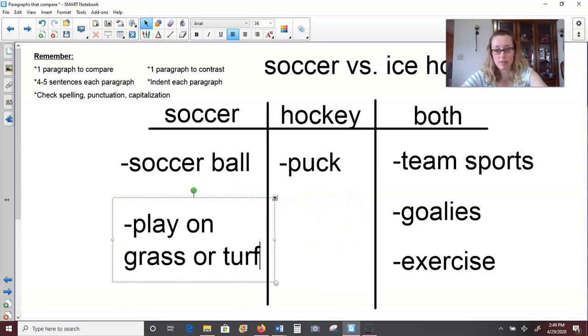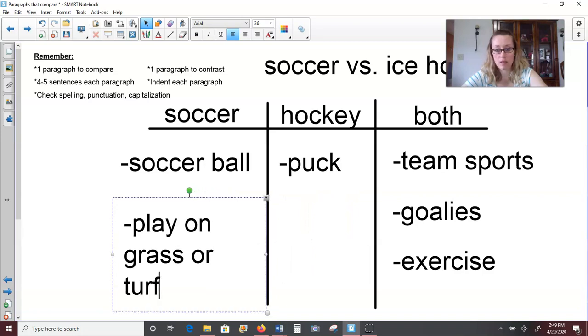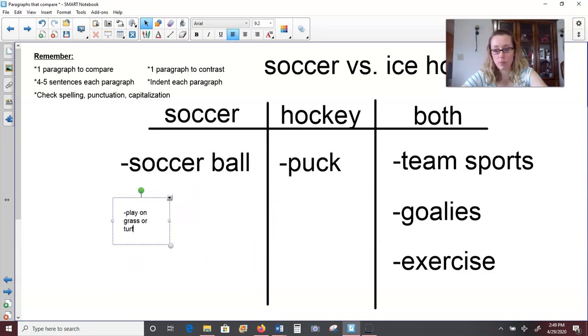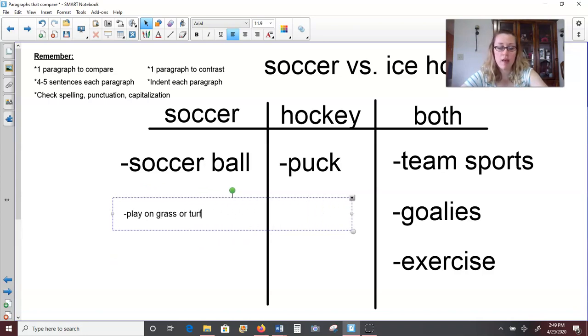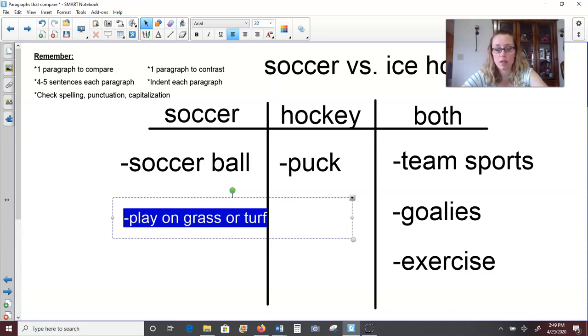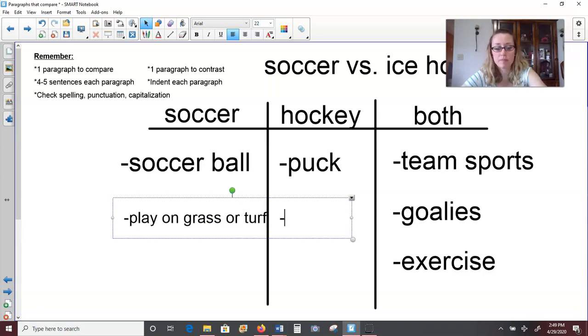Make this a little smaller maybe. Ooh, too small. So when we play soccer, we can play it on grass or turf. And then when we play hockey, especially since it's ice hockey that I am focusing on, we play, obviously, on ice. All right, there we go. That's a little better. So we play on ice. Okay, here we go.